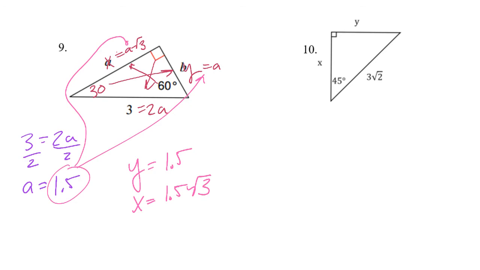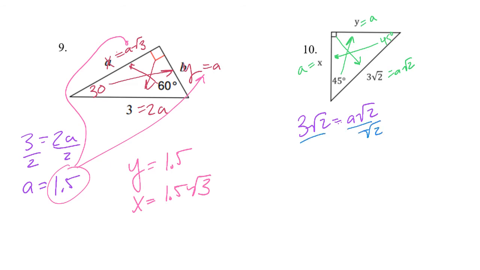All right, this next one is a 45, 45, 90. The only angle not labeled is the top. So these both across from here are going to be A. And then across from the 90 is A root 2. So what we need to do is solve this. So we have 3 root 2 equals A root 2. Divide by root 2 on both sides. So 3 equals A. So then we take that 3, plug it in.